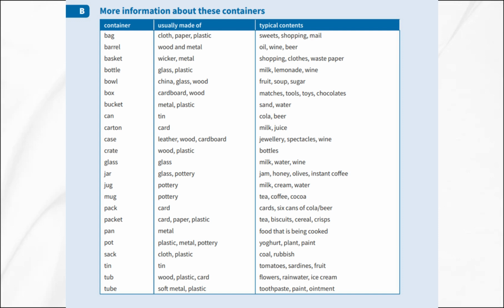Tin, usually made of tin. It typically holds tomatoes, sardines, or fruit. Tub, usually made of wood, plastic, or card. It typically holds flowers, rainwater, or ice cream. Tube, usually made of soft metal or plastic. It typically holds toothpaste, paint, or ointment.